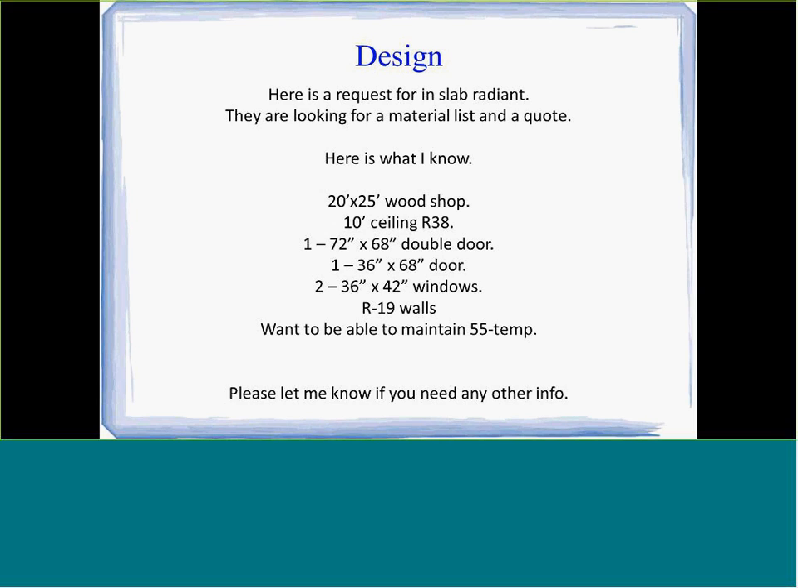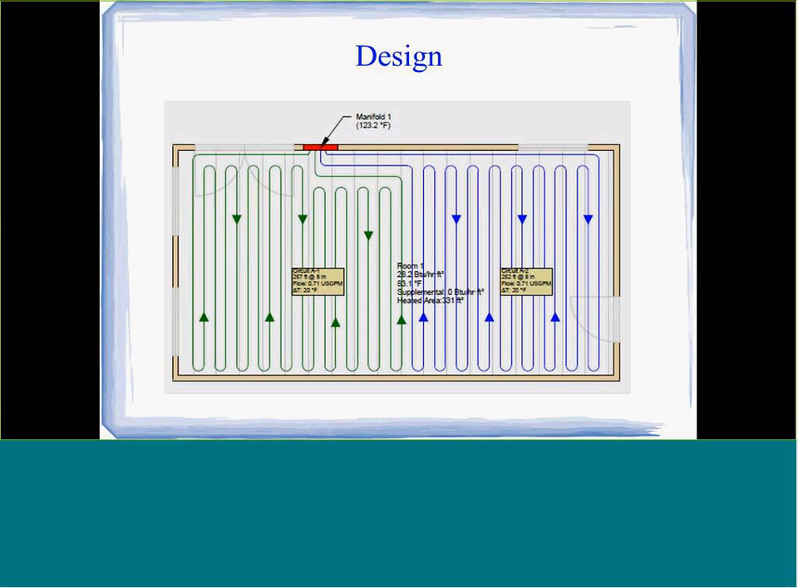Usually when you call them back, what you see is what they know. So you just kind of make some educated guesses and try to come up with a design. And some of those designs would look something like this, where you just basically draw the walls, you drop in some doors and windows, put a manifold on it, and put a couple loops in it, and usually that's really what they're looking for.